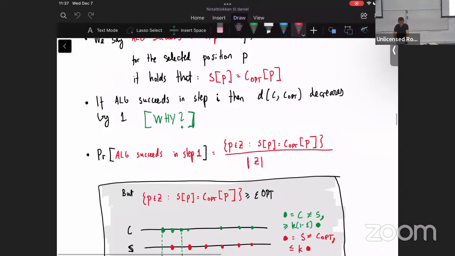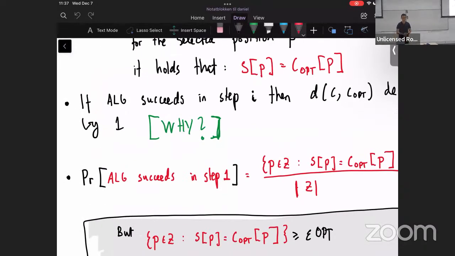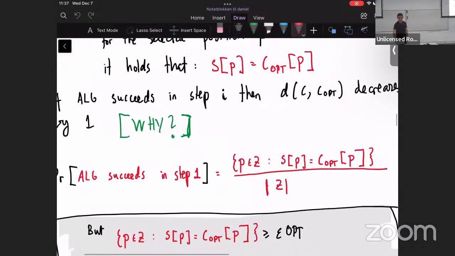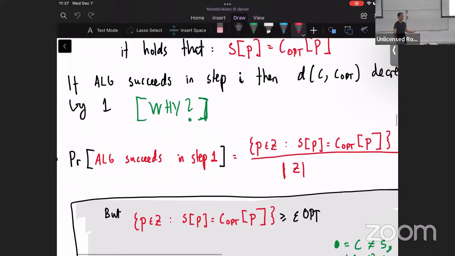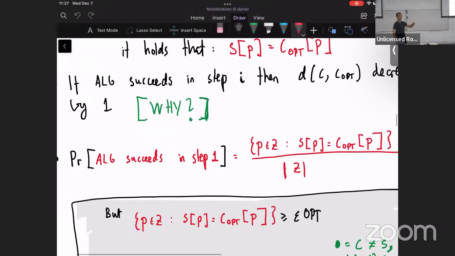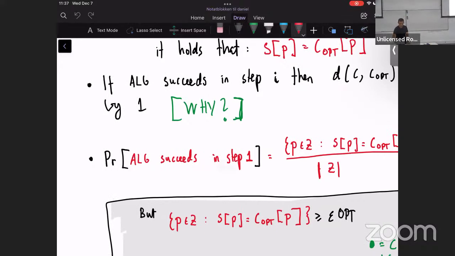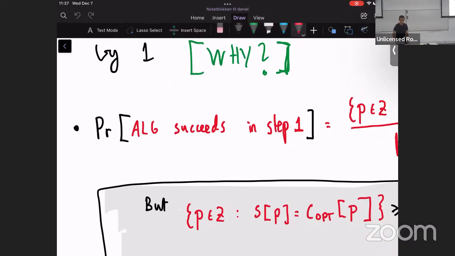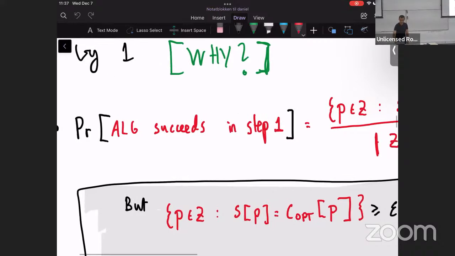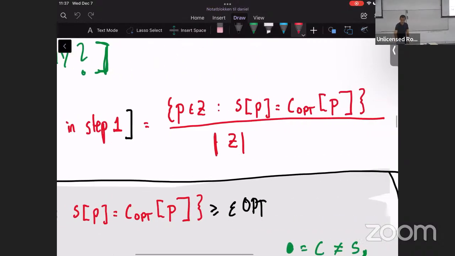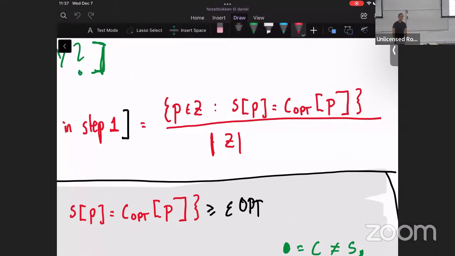I already explained why it holds that if the algorithm succeeds in step i, then the distance from C opt to C decreases by 1, because you flipped a character that was different to one that is the same. And now all we're left with doing is to show that the probability that the algorithm succeeds in any given step is relatively high. So what's the probability that the algorithm succeeds in the first step?